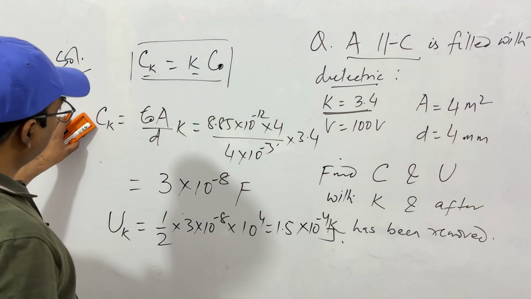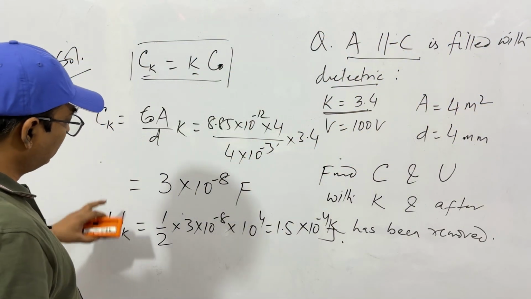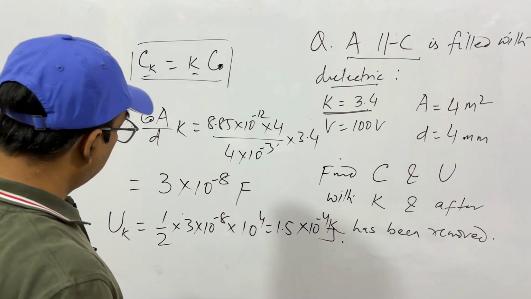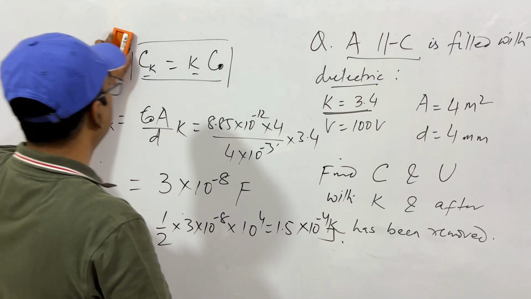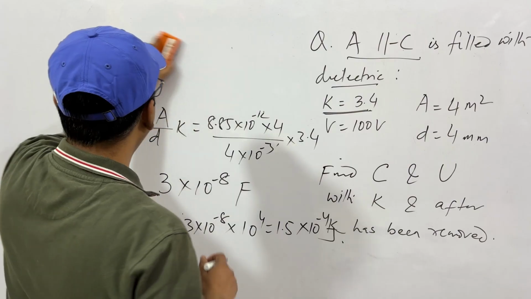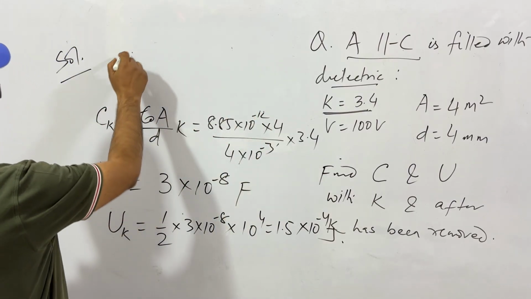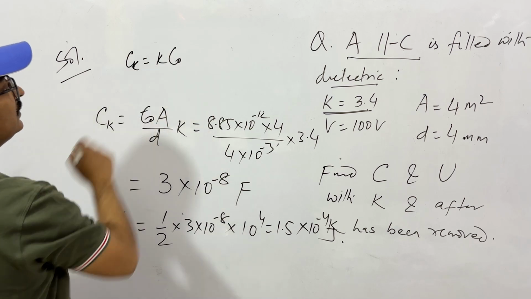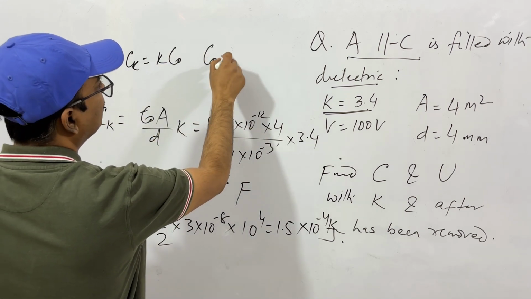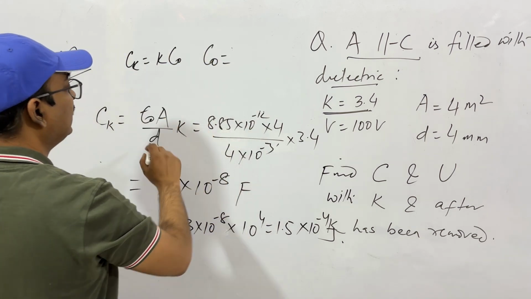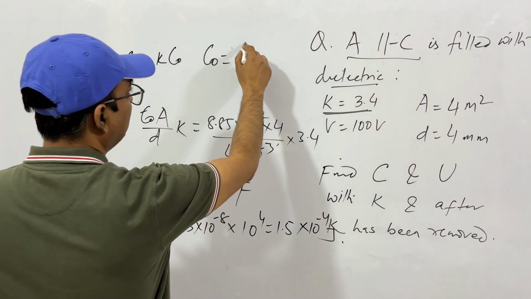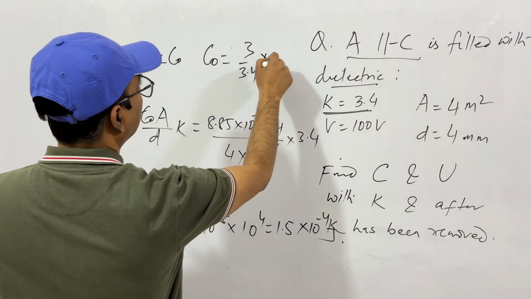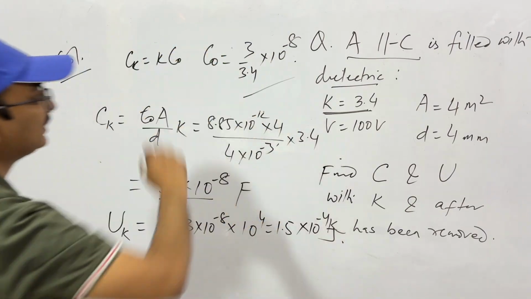So we got capacitance with dielectric and we got potential energy with dielectric. Now let's see when the dielectric is removed, leaving everything as it is. Now we have the relation Ck is equal to K C0. So C0, that is capacitance in vacuum, will be Ck by K. Ck we have this, so this by K, 3 by 3.4 into 10 to the power minus 8. So this is your capacitance.